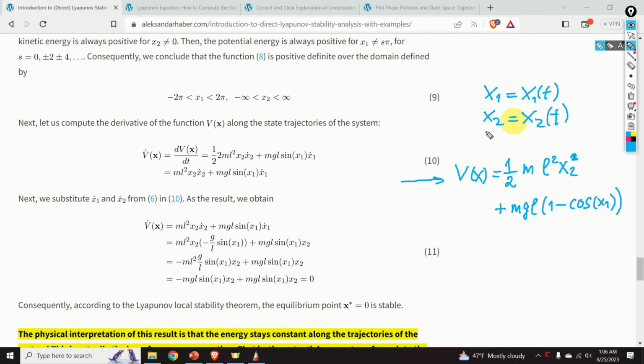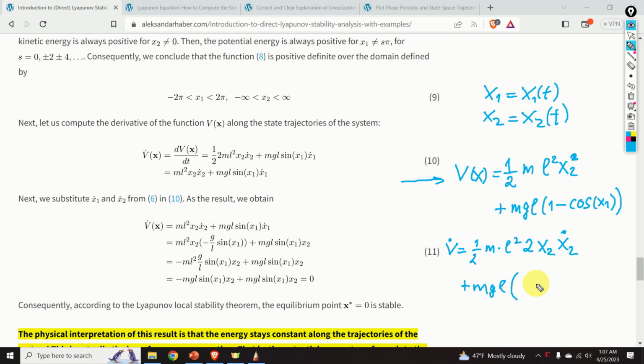Let's go back and compute the first derivative. Let's see what happens. What is V dot? V dot is obviously 1/2 m times L square, and m and L square are constant. We know that x2 is actually a function of time. Consequently, we need to apply the chain rule. We have 2 x2, and then since x2 is a function of another variable, we need x2 dot. Okay? Similarly, over here we have m g L. Since the derivative of m g L times 1 is equal to 0, we don't have anything.